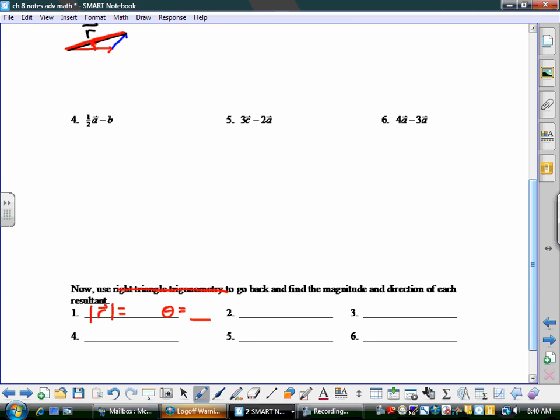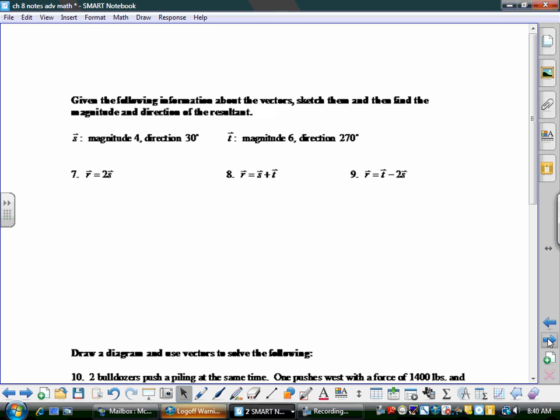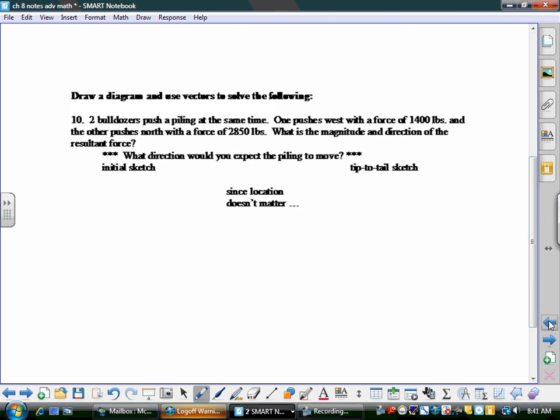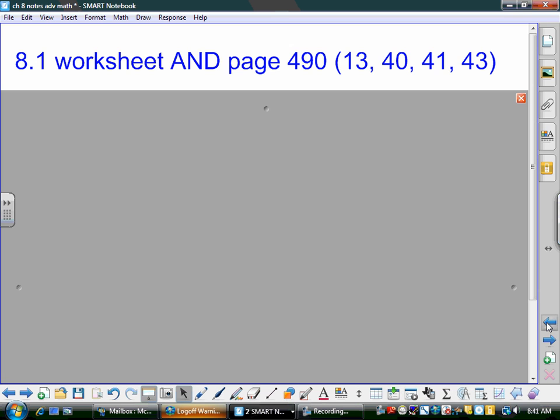You're going to do that for all 6 vectors here on the front, sketch a picture of it. Once you have the result drawn in, do the magnitude and the direction. On the back, I'd like you to skip 7, 8, and 9. And 10 was the example with the 2 bulldozers that we just did. So you can copy that over from your notes. So the homework again in 8.1 is the worksheet and a few problems from the textbook. We're also going to do section 8.2 and 8.3 today.